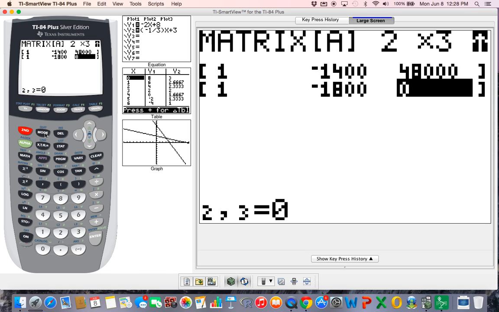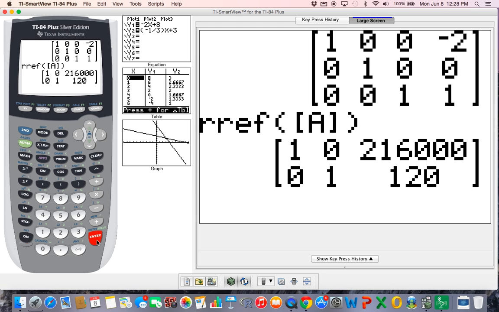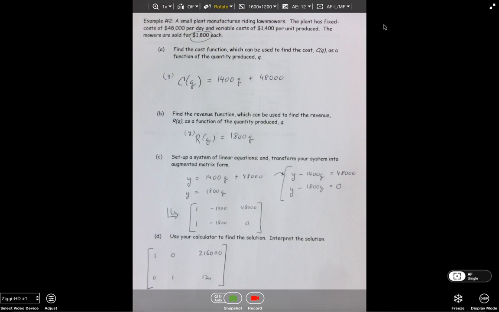So I'm going to go second function, quit. I just did this for the previous problem, so I need the same command, just with different numbers. And I get something like this. And I'm going to write this down. I have 1, 0, 0, 1. So I have 216,000. And I have 120. All right, so I've written this down. Now I'll go back over and try to help you decide what this tells us.